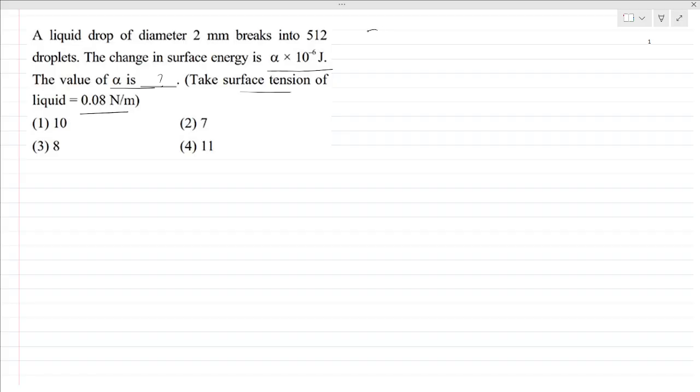So as you know, when a larger droplet breaks into smaller droplets, say 512, the surface energy is increased. Okay? So first we write the radius of the larger droplet as capital R, and small r is the radius of the smaller droplet. Since the diameter is given, we can write capital R equals d by 2, which equals 1 millimeter. If I convert it to meter, we can write 10 to the power minus 3 meter.